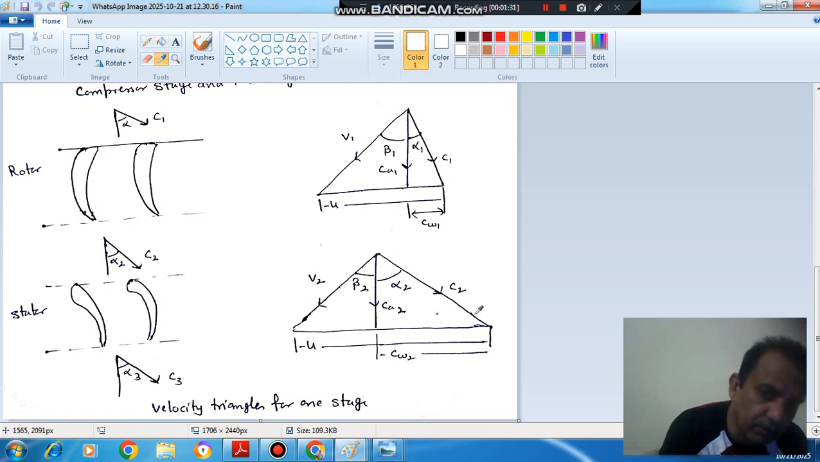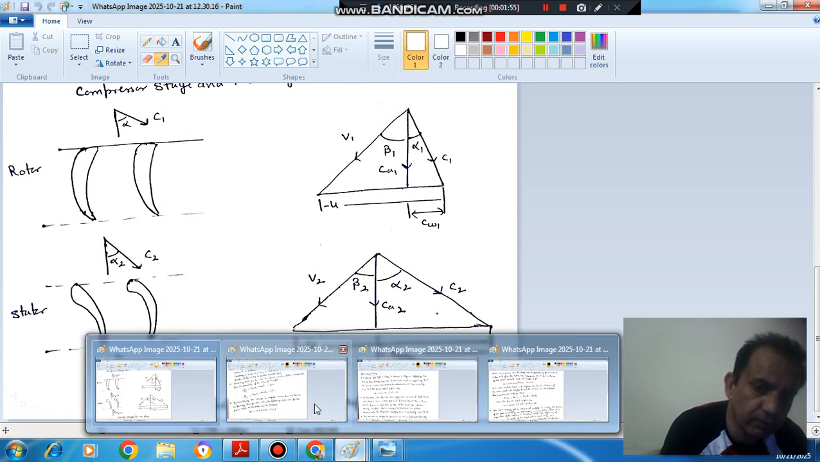C2 is the absolute velocity at an angle alpha 2 with the axial direction. C2 has two components, CW2 and CA2, and V2 is the relative velocity at the exit, making an angle beta 2 with the axial direction, and U is the blade velocity, which is the same. CA1 and CA2 are the same, U and U are also the same for inlet and outlet.